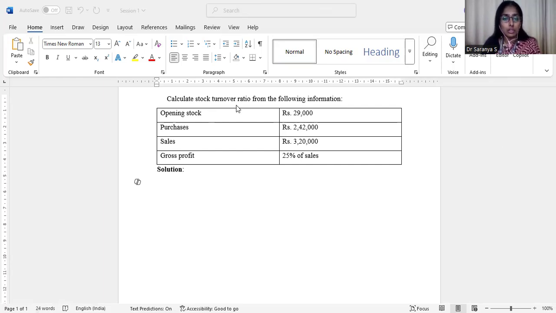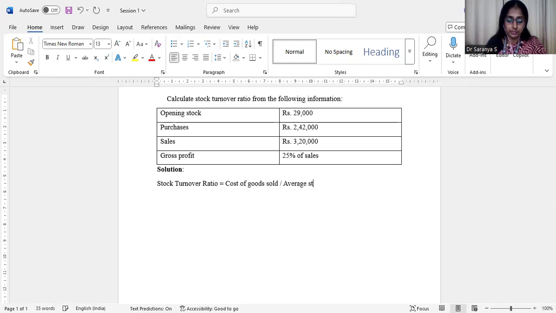Calculate stock turnover ratio from the following information. We have opening stock rupees 29,000, purchases rupees 2,42,000, sales rupees 3,20,000, and gross profit is given as 25% of sales. Now, the stock turnover ratio formula will be cost of goods sold divided by average stock.